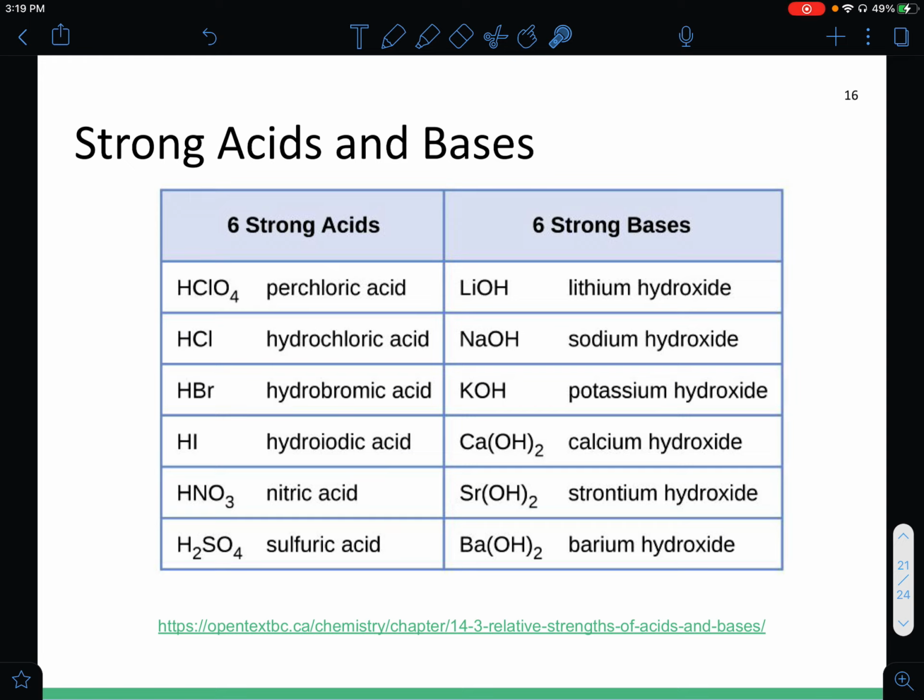But you can't always rely on something that has an H coming first being an acid. For example, H2O, water. Sometimes it's an acid, sometimes it's a base, but many times you can use that as a fallback.